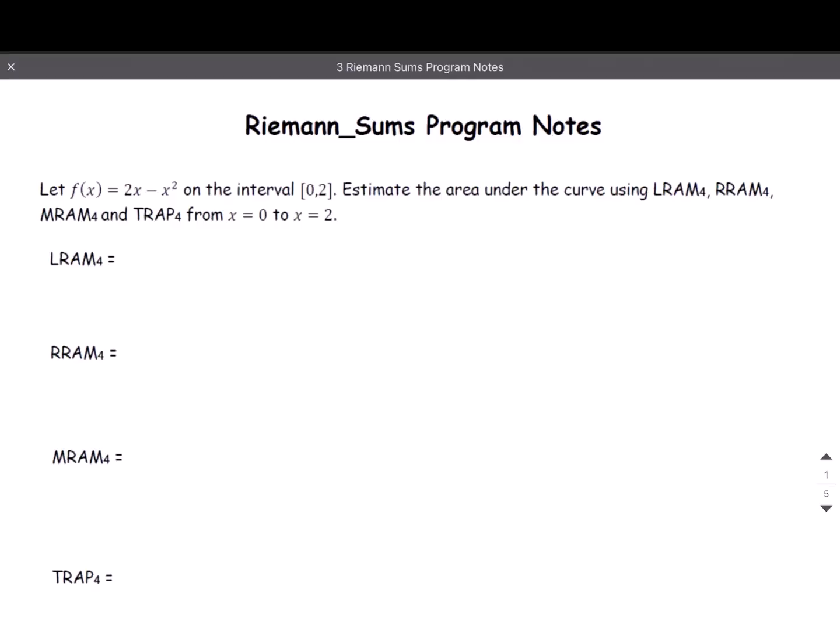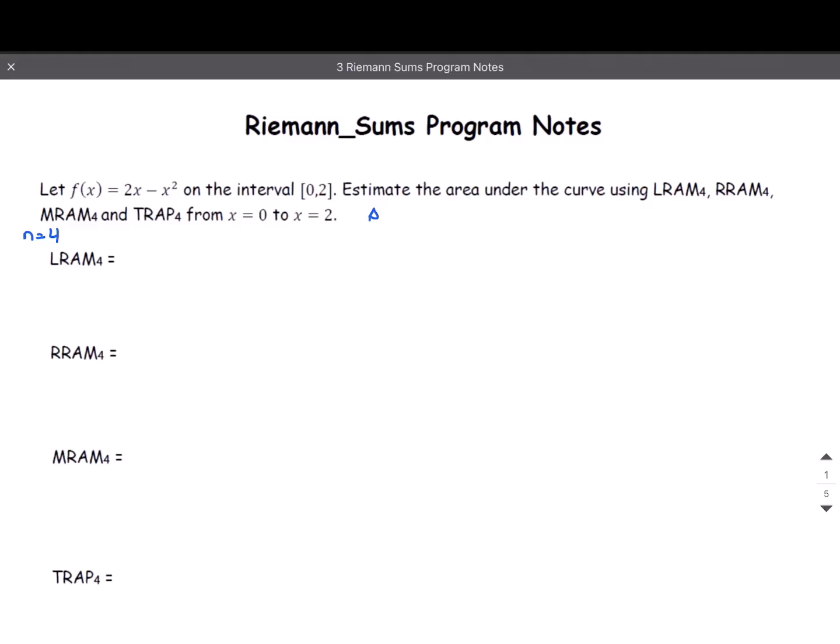f of x is 2x minus x squared on the closed interval from 0 to 2. And we want to estimate the area under the curve using LRAM sub 4, RRAM 4, MRAM 4, and Trap 4, which means we want 4 subintervals. So we're looking for n to be 4.